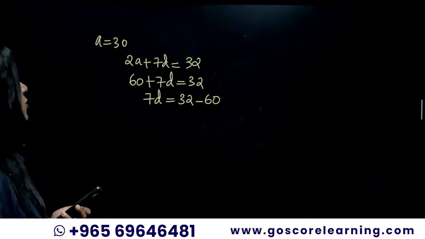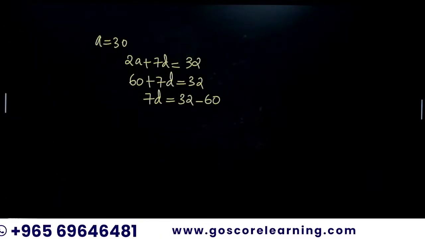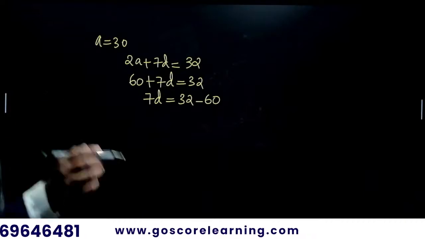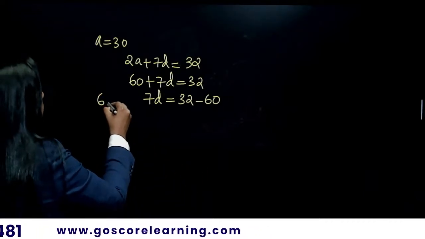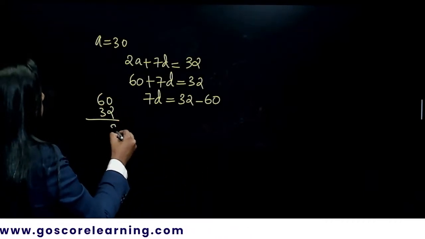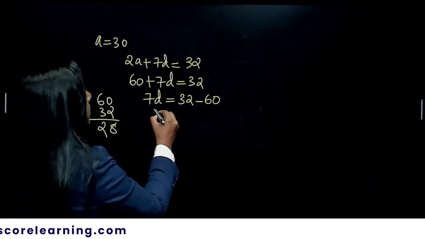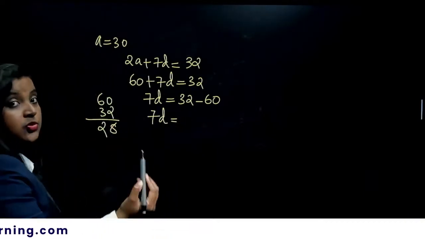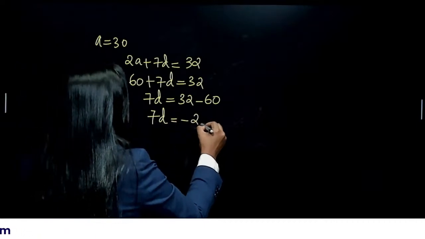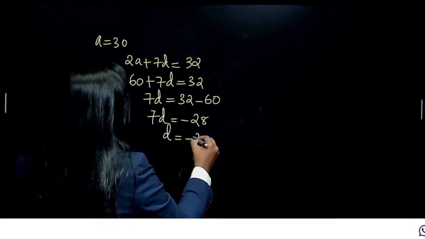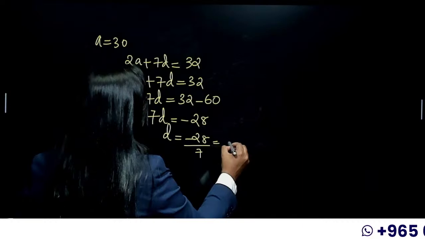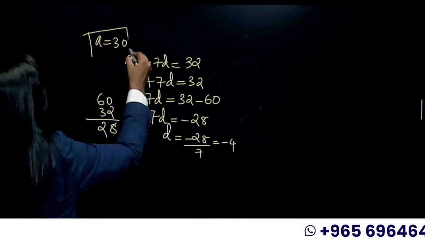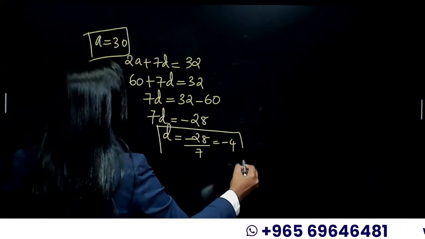So 7D is equal to 32 minus 60. We are subtracting a big number from a small number. So 60 minus 32: 10 minus 2 is 8, 5 minus 3 is 2, 28. Is it positive 28? No, it is negative 28. So D is going to be negative 28 by 7, which is negative 4. So when A is equal to 30, D is equal to negative 4.